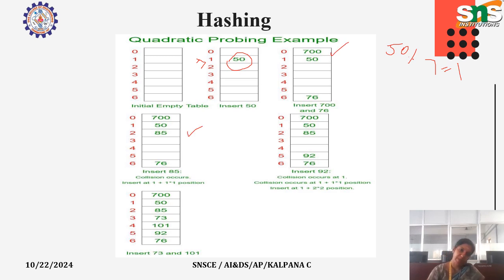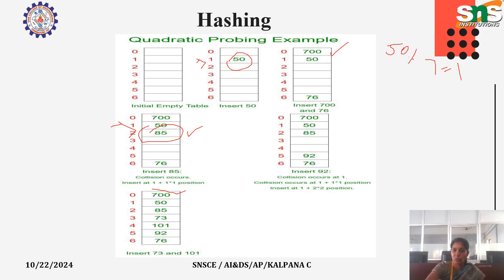When you insert 85, 85 modulo 7 is 1, and at location 1 you have 50. So a collision occurs here. We have to use the formula: 1 plus 1 square position. 1 square is 1 into 1, so 1 plus 1 square is 2. At the second location, I insert 85.